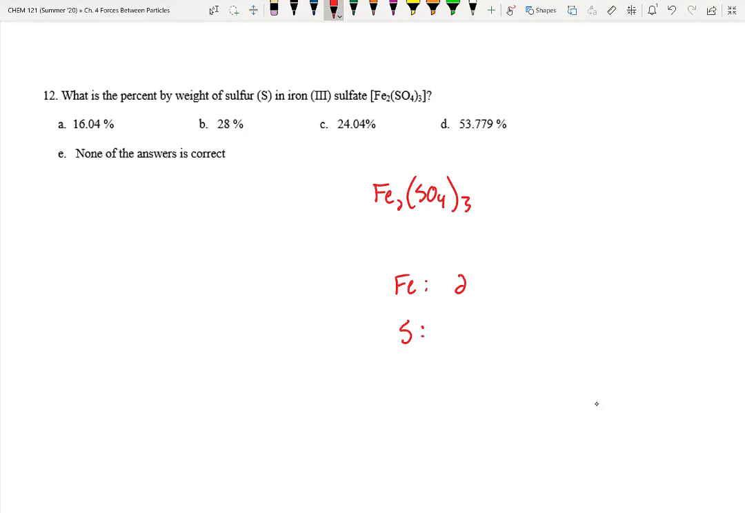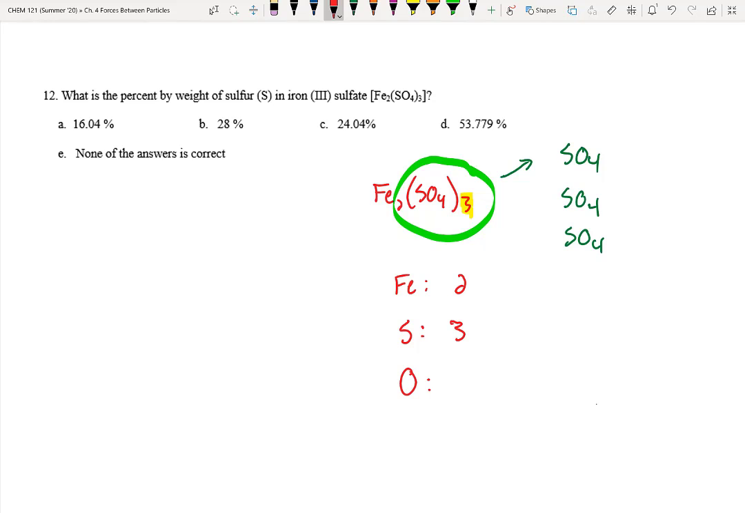How many sulfur atoms would we have in here? 1. Not quite, because what this is indicating is that this whole unit right here is multiplied by 3. It's saying we've got 3 of them in there. So with that in mind, I would say that there'd be 3 sulfurs. Yes. Exactly. And then oxygens, how many would we have?